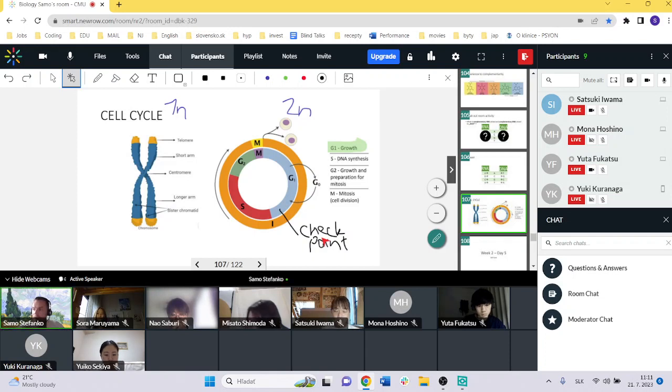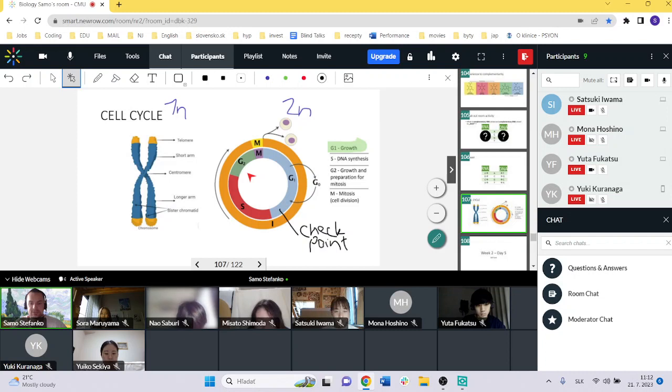We mentioned that if there is some problem or error detected during the checkpoint, the cell cycle can be stopped, or the cell can undergo apoptosis, where it commits suicide. Okay, that brings us to the S phase.